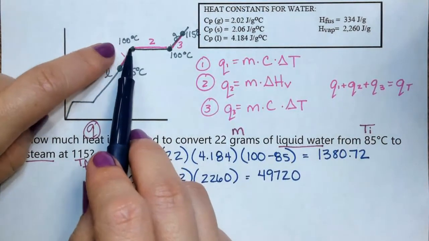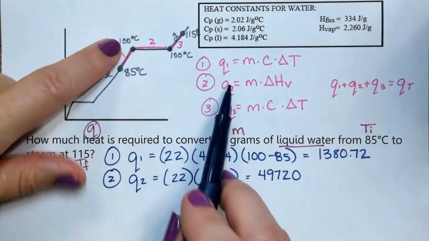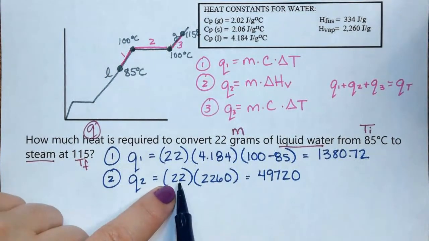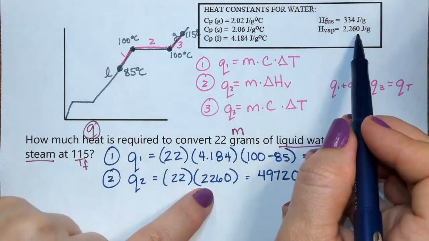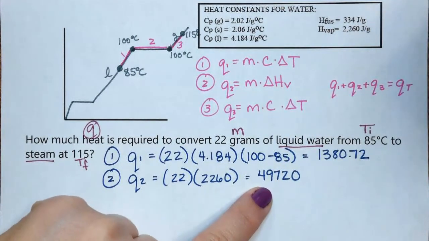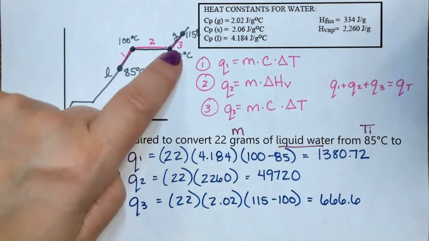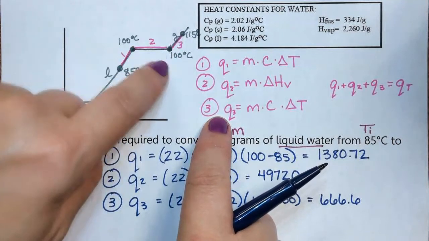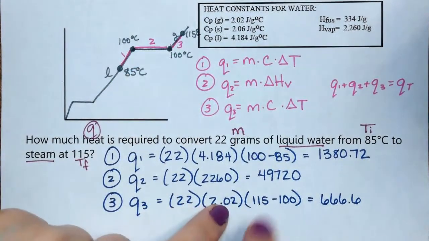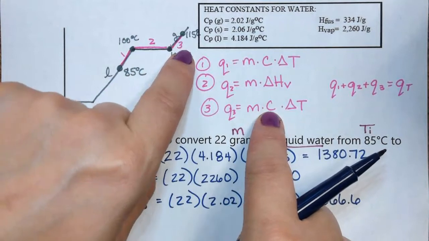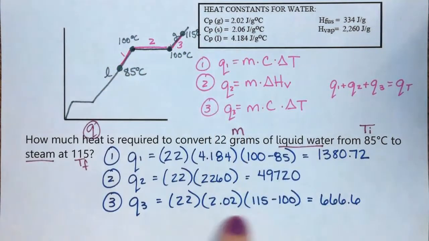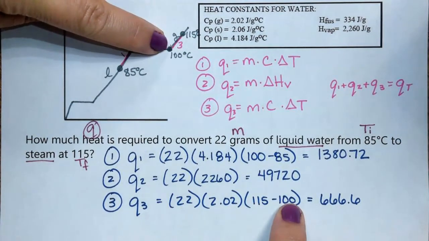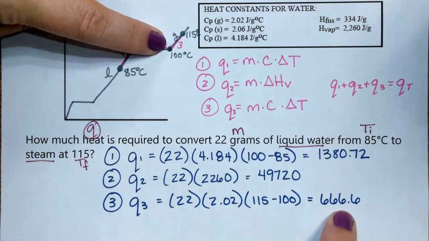The second step is where we actually boil the liquid, which is going to use Q equals mass times delta H of vaporization. So our mass is 22 grams. Our delta H of vaporization is 2260, which gets us this value here. And our final leg is leg number 3, where we are going to raise the temperature from 100 to 115. Mass is 22. Specific heat of a gas is 2.02. And then I did final temperature 115 minus initial, which was 100, and that got me 666.6.